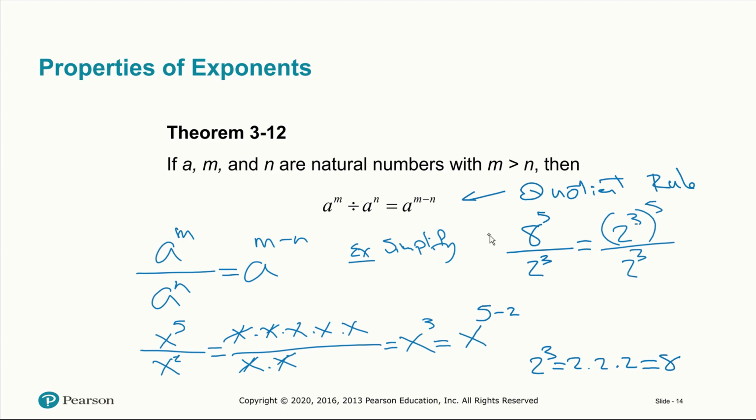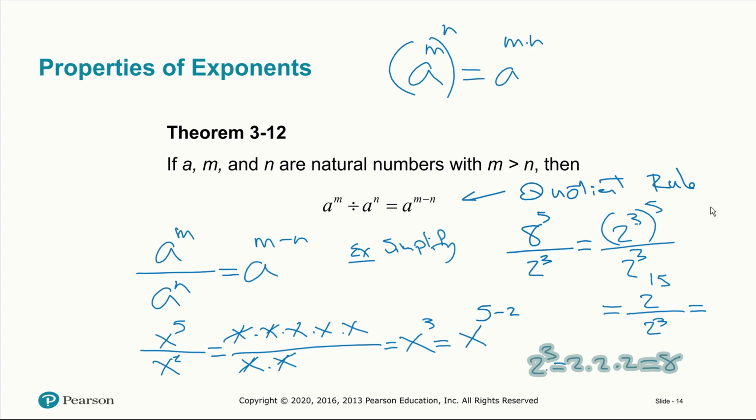Now, on the top, we have a power rule application, because if you remember, if you have a to the m and then you want the nth power of that, you keep the base a and you multiply the exponents, right? So on the top, we really have 2 to the power of 15, and on the bottom, we have 2 cubed. Now we're going to go ahead and apply the quotient rule.